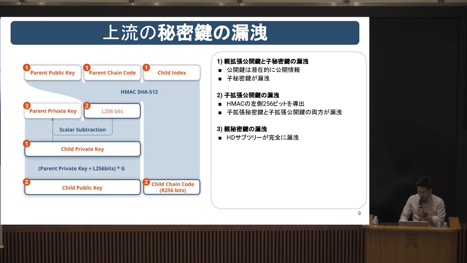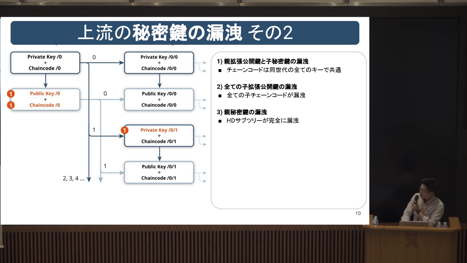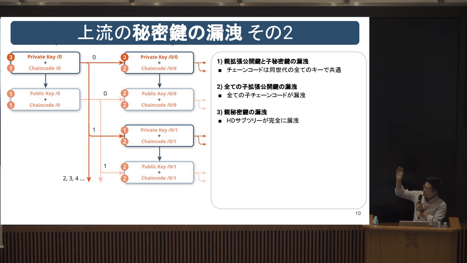So let's have a look at how that would affect our HD tree. We have the extended public keys, the parent public keys in orange on the left side, exposed. There is a child private key that is exposed. And the chain codes of both private and public key are of the same index, right? Same for the children. There we go. And then we can derive the parent private key. So what's happened now is the parent private key has been derived, and subsequently, all the children downstream can be derived from that.